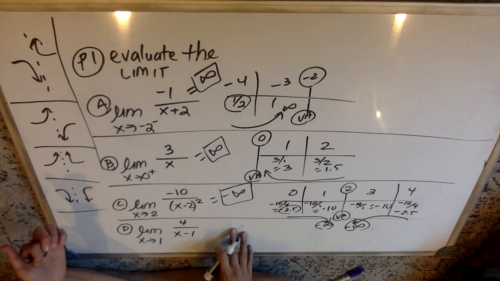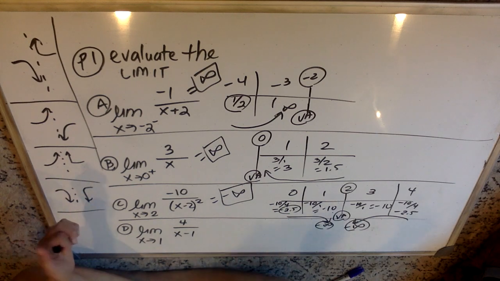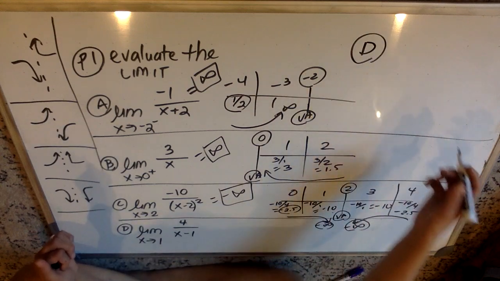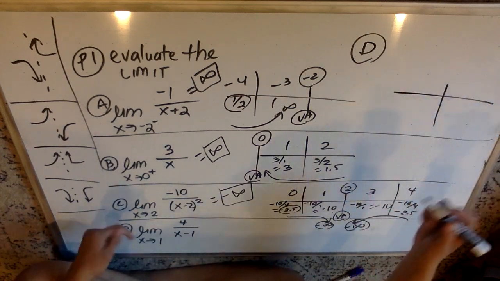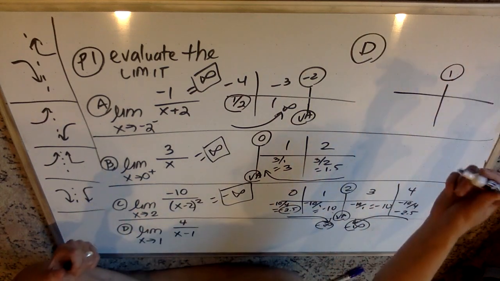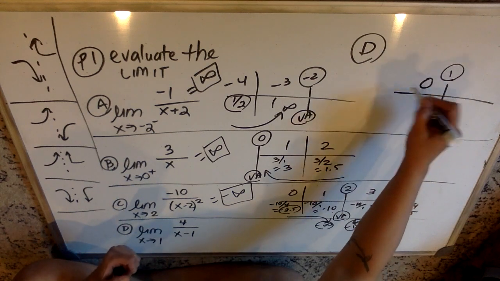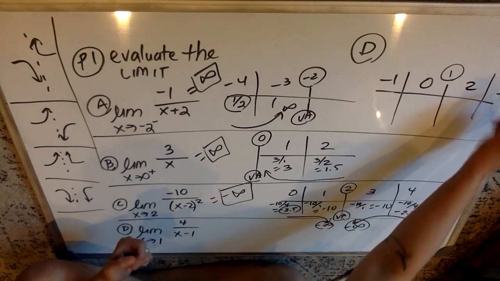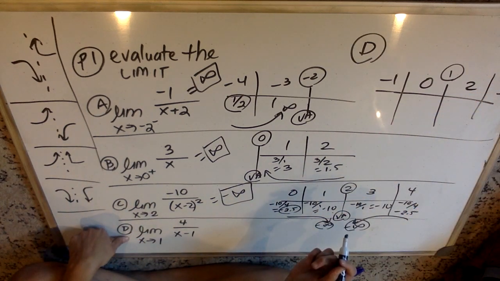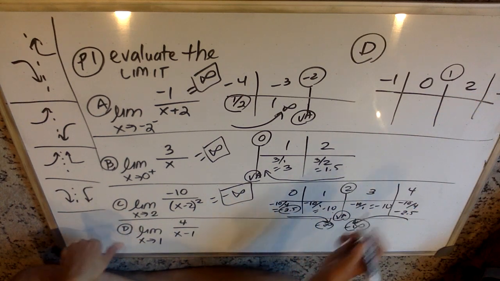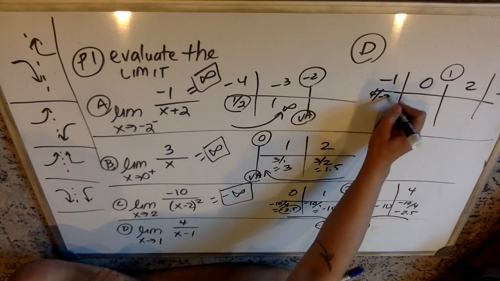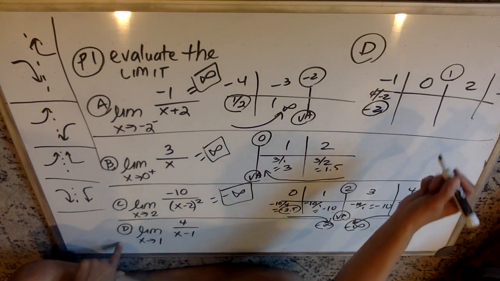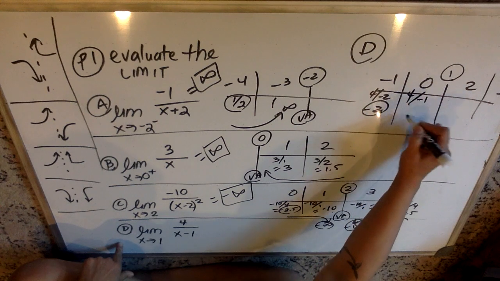Let's see if we can squeeze in D up here. Okay, so let's put D up here. For D, I'm working around 1, and I want the double-sided limit, so I need values left of 1, which will be 0 and -1. I need values right of 1, which will be 2 and 3. When I plug in -1, I get 4 over -2, which is -2. When I plug in 0, I get 4 over -1, which is -4.